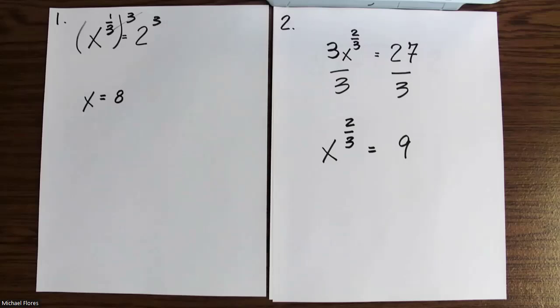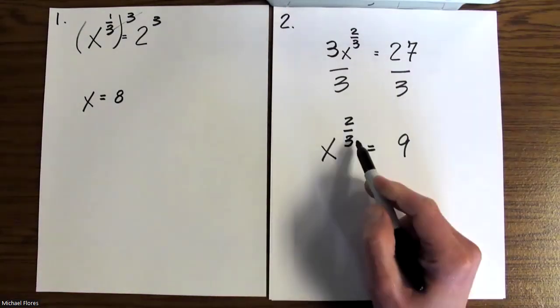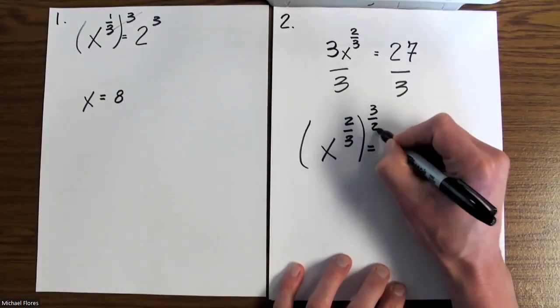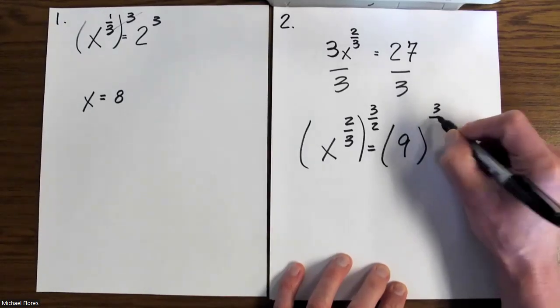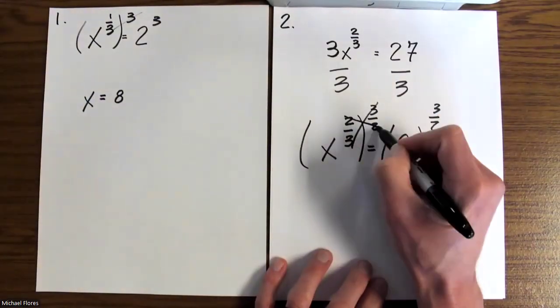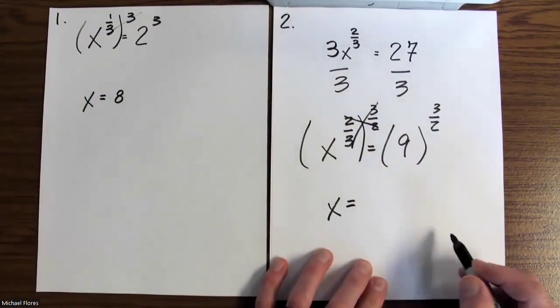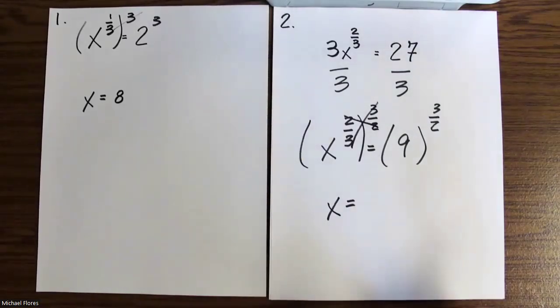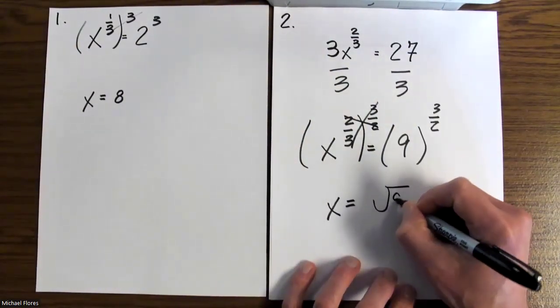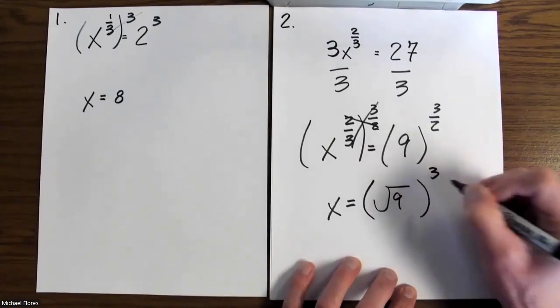Now we can take care of the exponent. I want to raise both sides by what power? 3/2. Good. Whatever the exponent is, to get rid of it, let's raise both sides by the reciprocal. These are going to cancel one another out, leaving us with x equals. Now, this is where knowing how to convert exponential form to radical form helps you. 9 to the 3/2 power is the same thing as the square root of 9 cubed.